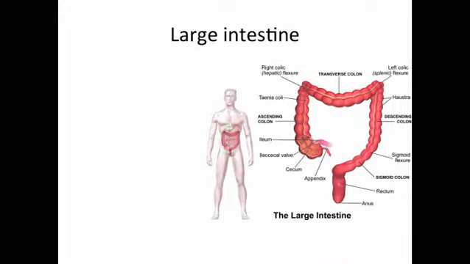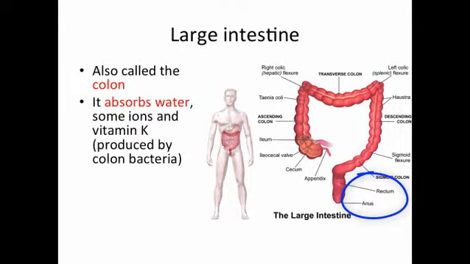And finally, the food arrives at the large intestine. The large intestine is also called the colon. It's got 3 main parts: the colon, the rectum, and the anus. The main point of the large intestine is to absorb water. It also absorbs some ions and vitamin K, which is produced by the bacteria that actually live in the colon.